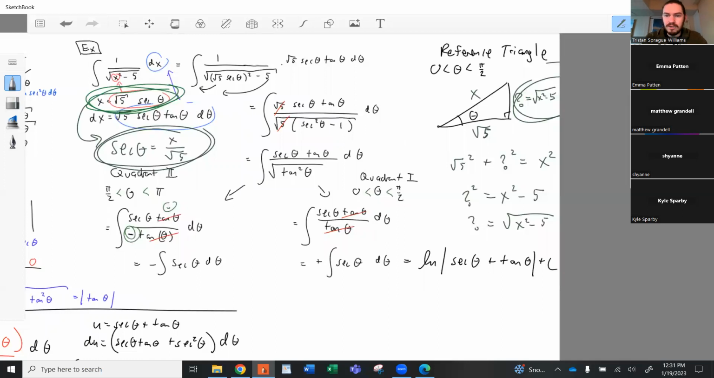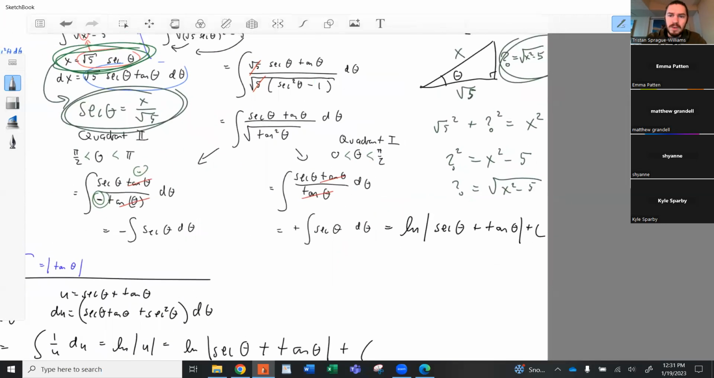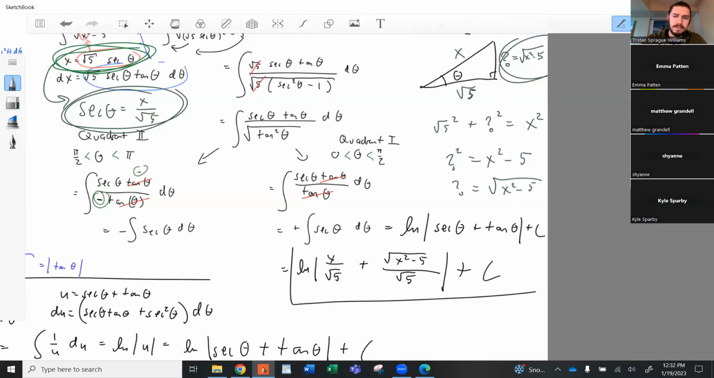So now that we have our little reference triangle, we can get in here and say, what's secant theta and what's tangent theta? Secant theta we already had. That's just x over square root of 5. And then tangent theta is opposite over adjacent. So now I just use my reference triangle. It's going to be the square root of x squared minus 5 over the square root of 5. Absolute value plus c. There we go.